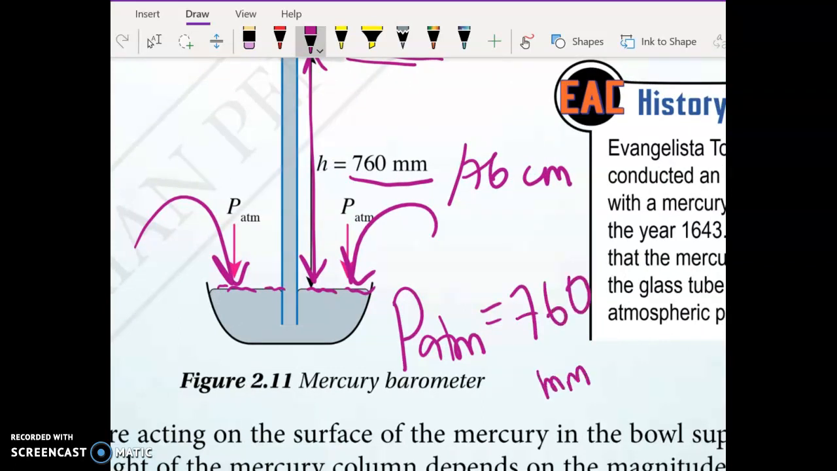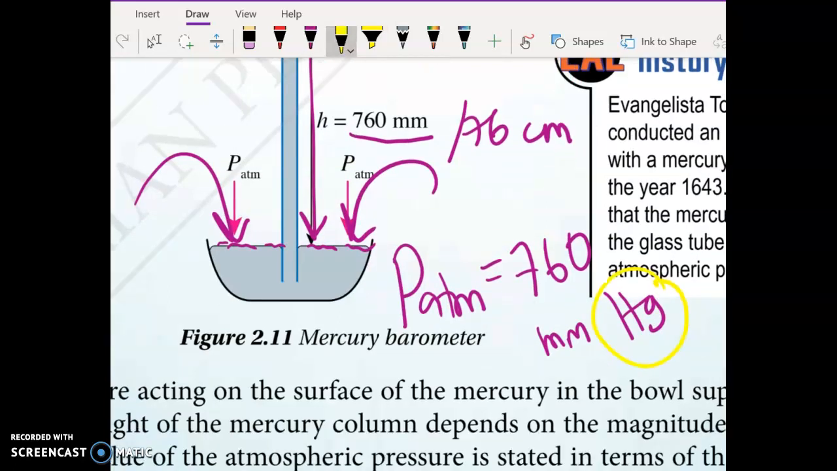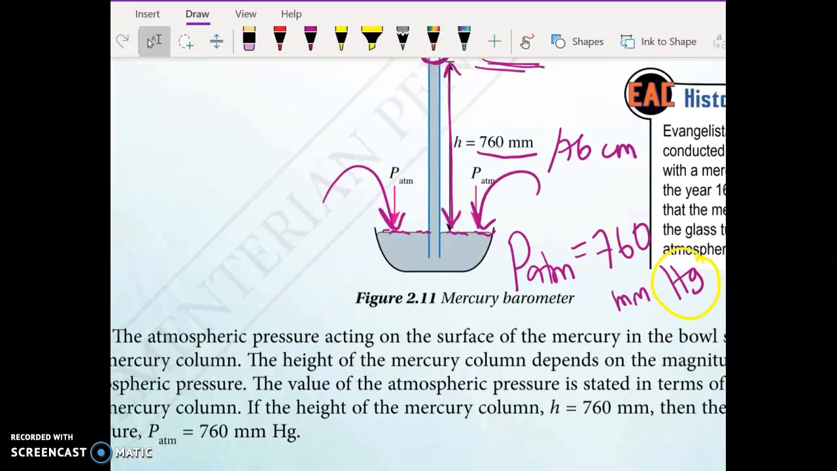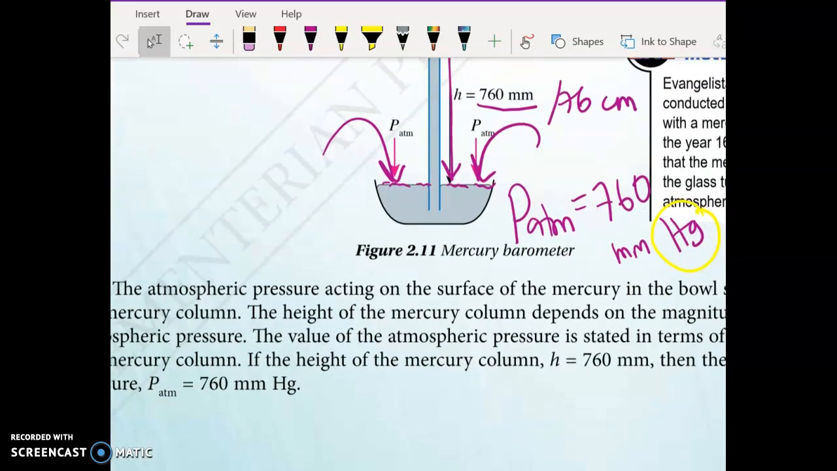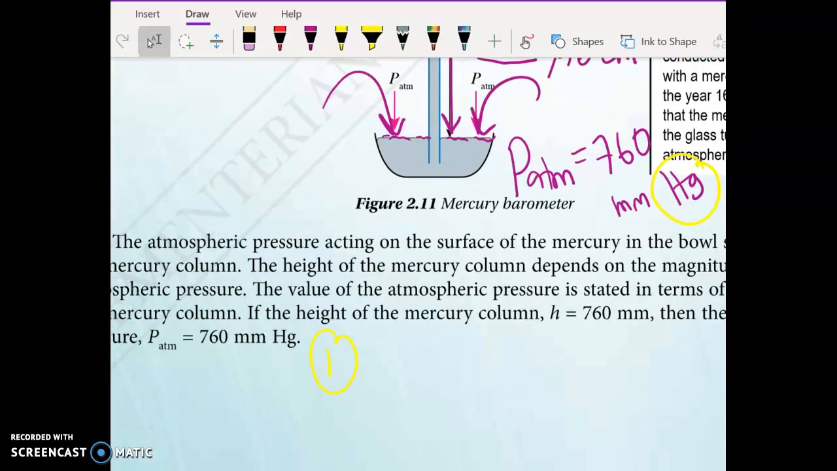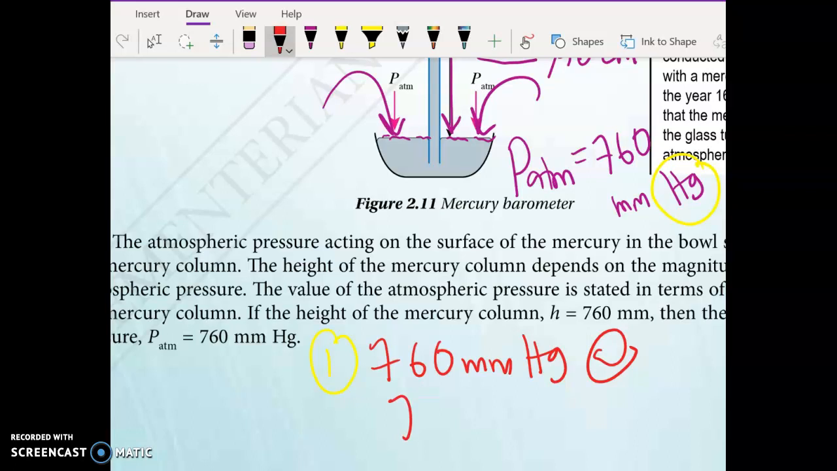760 mmHg. So what is Hg? Hg is mercury. This is the standard unit for mercury, 760 mm mercury, or sometimes you will see 76 centimeter mercury.